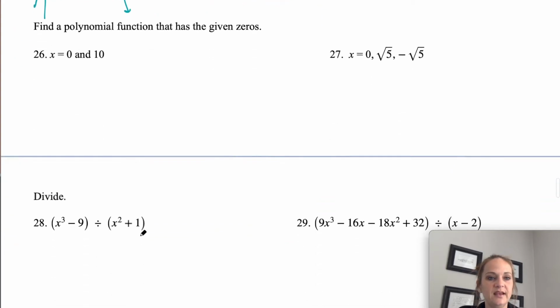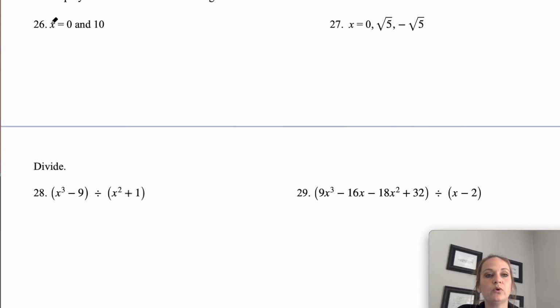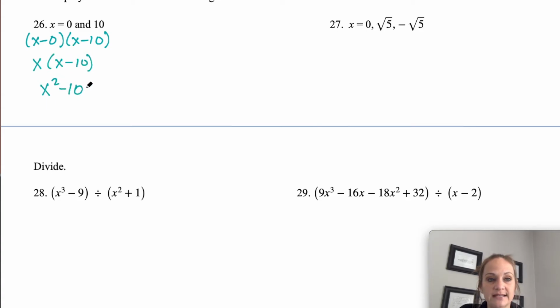Next, find a polynomial. Well, if we know that x equals 0, then we have x equals 0, and at 10 would be x minus 10. So x times x minus 10 is going to give us x squared minus 10x, and that will be our polynomial function. Make sure you FOIL it.